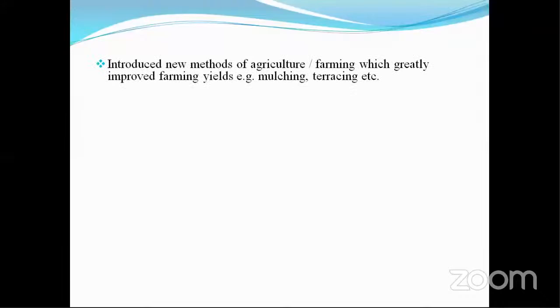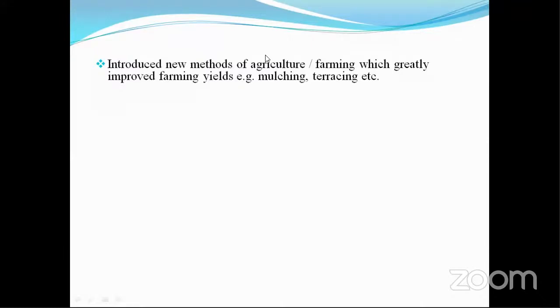We have moved to this other point here, that they introduced new methods of agriculture. Someone talked about this. New methods of agriculture, or farming, which greatly improved farming yields, such as mulching, terracing, etc. So the point is new methods of agriculture, and this improved the farming yields. People could now harvest a lot simply because of the new techniques of farming that were introduced by the missionaries.